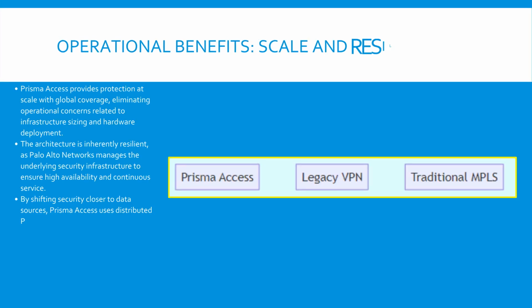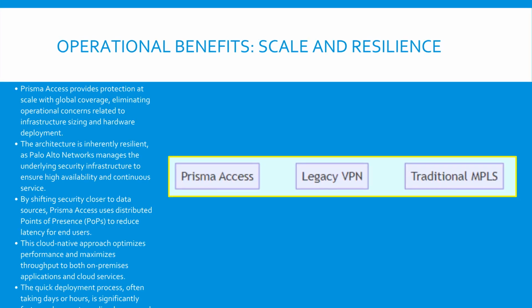The architectural choices underlying Prisma Access yield significant operational benefits, chiefly related to scale and resilience. Because the infrastructure is deployed globally and managed by Palo Alto Networks, organizations gain immediate protection at scale without the complexity of sizing and deploying their own hardware. The architecture is designed for high resilience. Palo Alto Networks ensures the security infrastructure is secure, resilient, and always available.